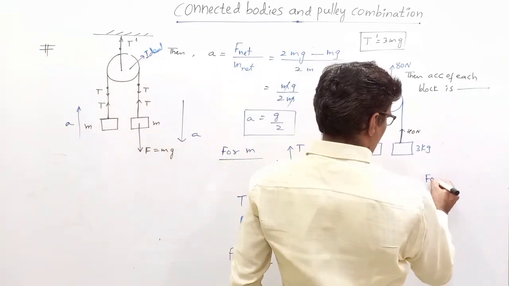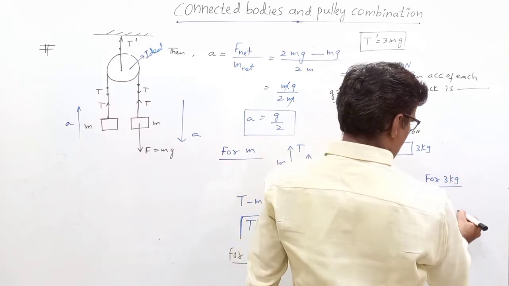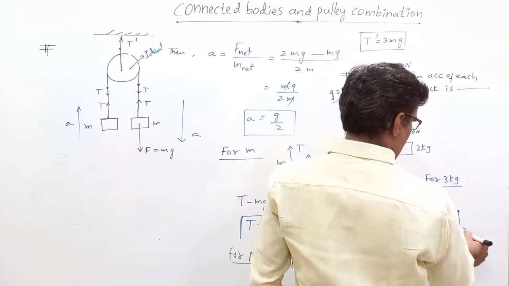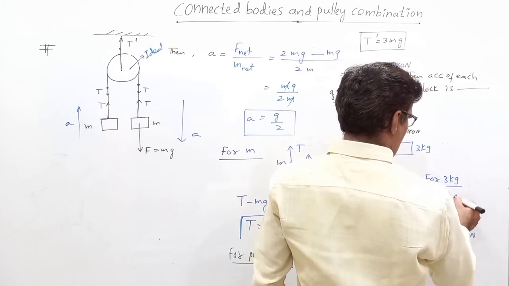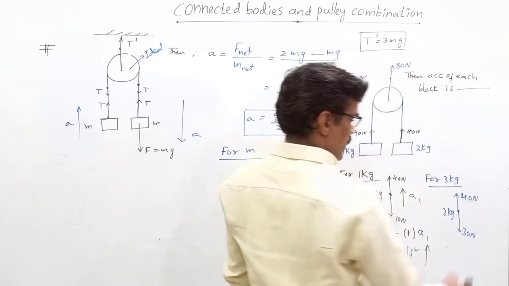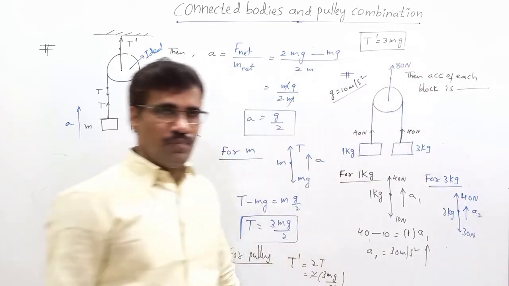Then for the 3 kg block, how many forces are acting on it? On the 3 kg block, one is its weight. Weight is 30 Newton down and 40 Newton is up. So 40 is more than 30. That's why the 3 kg block is also moving in the upward direction with acceleration A2.